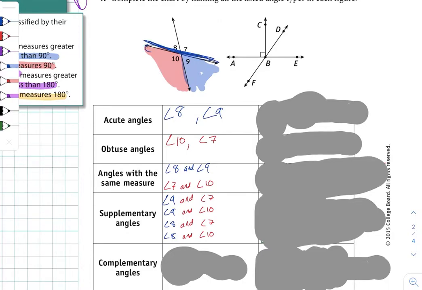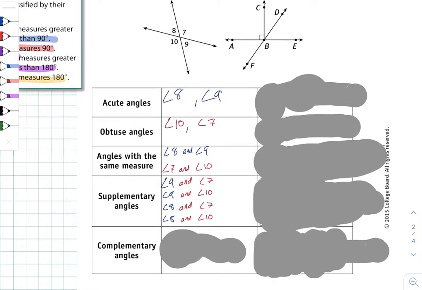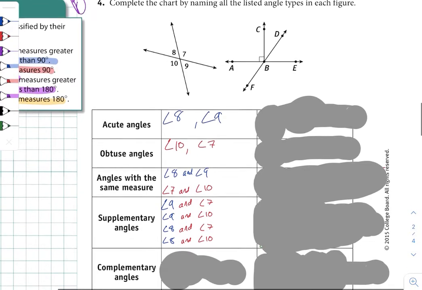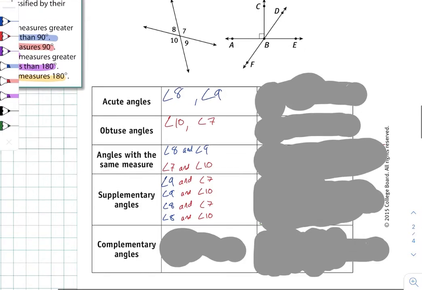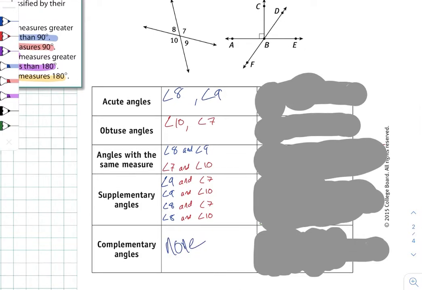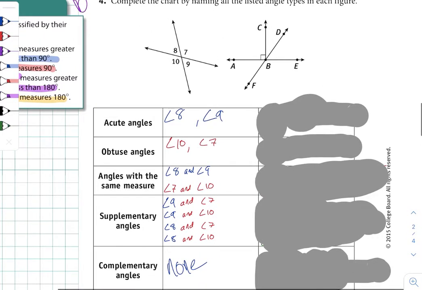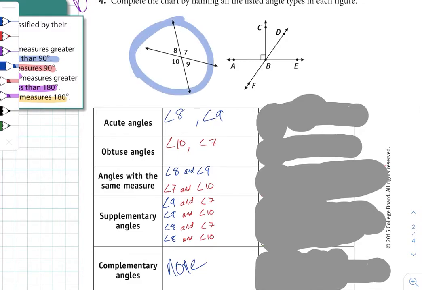So you have the list of them down here: 8 and 7, 8 and 10, 9 and 7, 9 and 10. Any combo of those should make sense because 8 and 9 are the same. So if 8 can be paired with 7, so can 9. If 8 can be paired with 10, so can 9. Complementary angles are angles that add up to 90 degrees, and there are none here. No two angles in this first diagram add up to 90 degrees.